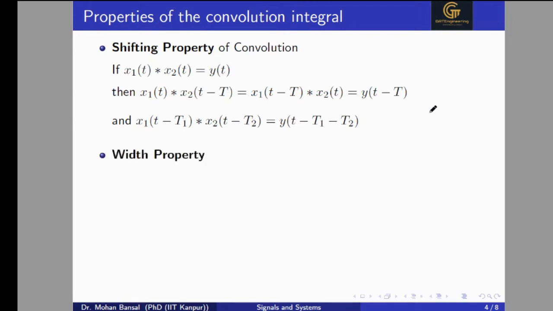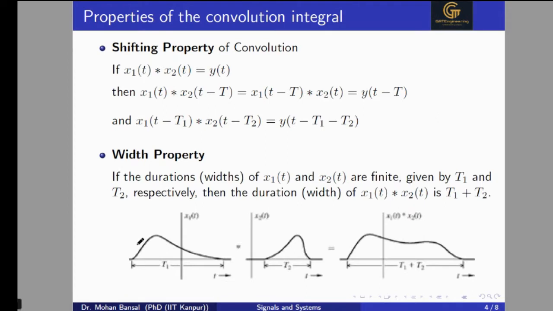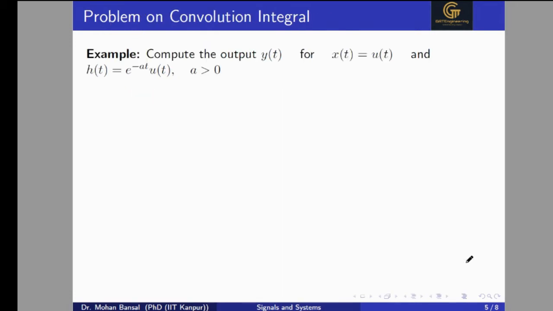Now we'll talk about the last property, the width property. If the width of the signal x1 is t1 and the width of the signal x2 is t2, and we convolve both of them, the width of the convolved signal will be t1 plus t2. The starting point of x1(t) plus the starting point of x2(t) will give the starting point of the convolved signal. Similarly, the end point of x1(t) plus the end point of x2(t) will be the end point of the convolved signal. Now we will solve some problems on the convolution integral.